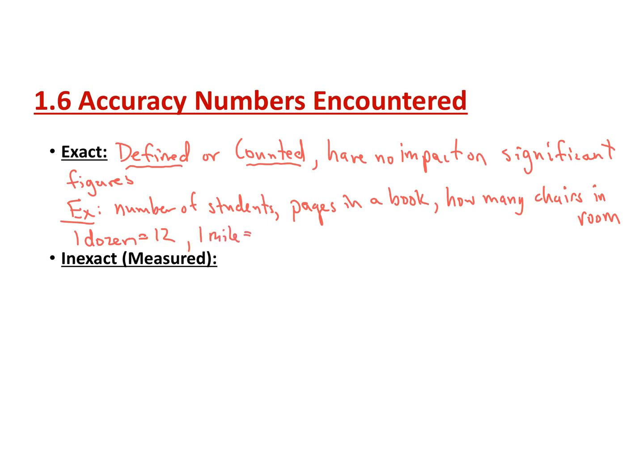Another thing that would be a defined number would be like 1 mile equals 5,280 feet. Or that 1 pound equals 454 grams. We've defined those conversions. So those have no impact on the significant figures of a measurement because those are exact numbers. I have 12 eggs exactly. I know a mile has exactly 5,280 feet. That's much different than an inexact number or a measured number.